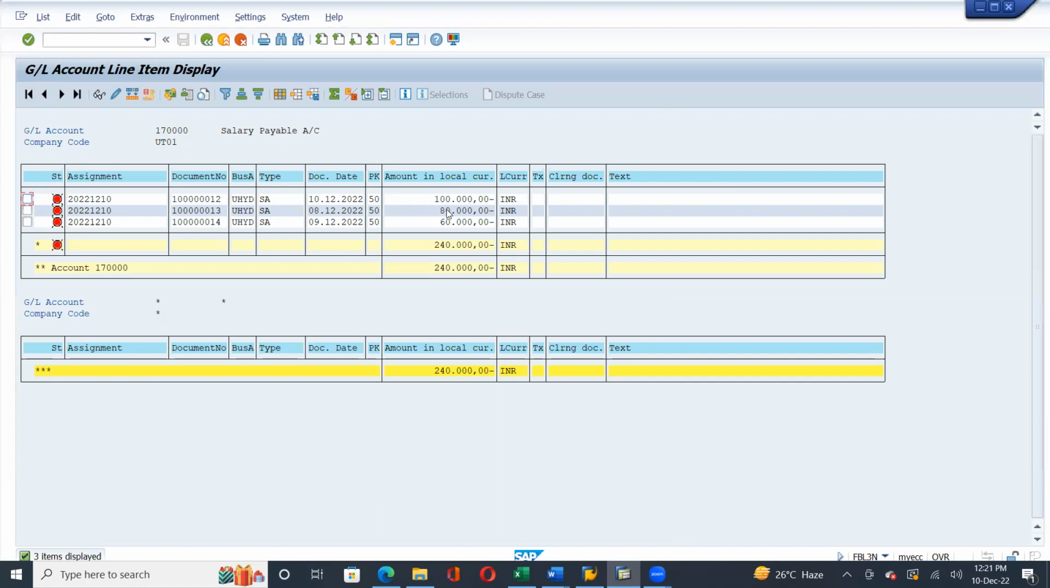One lakh 80 and 60. So total 2,40,000 outstanding. 10th date, 8th date, 9th date. Okay.